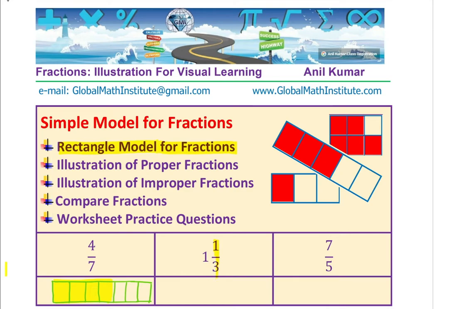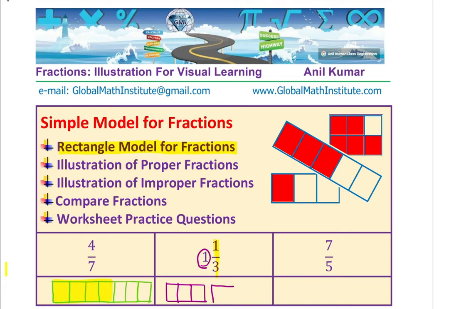So that means my rectangle should be divided into 3 equal parts. So let me take one rectangle, right? I will divide this into 3 equal parts, correct? Okay, so that becomes 3 equal parts. But I have 1 whole here. So to represent 1 whole, I'll consume the whole rectangle.